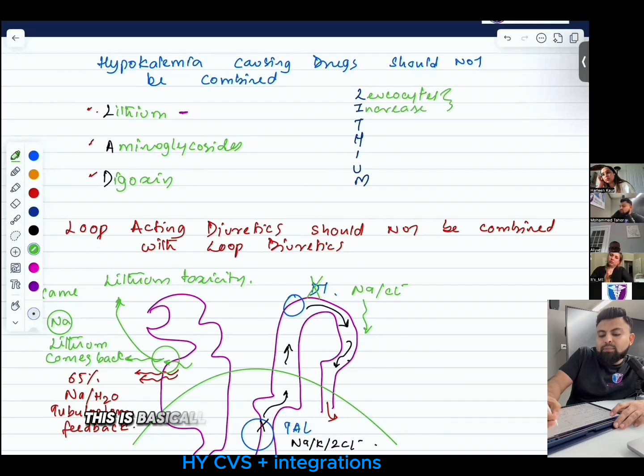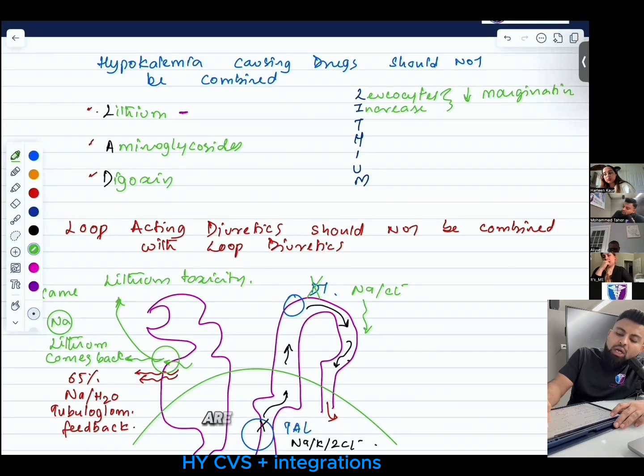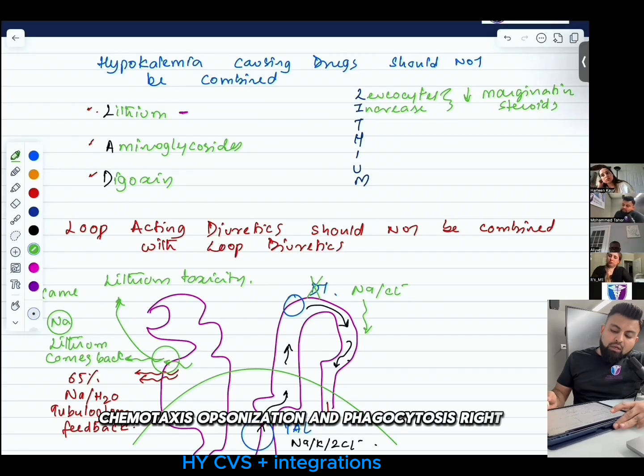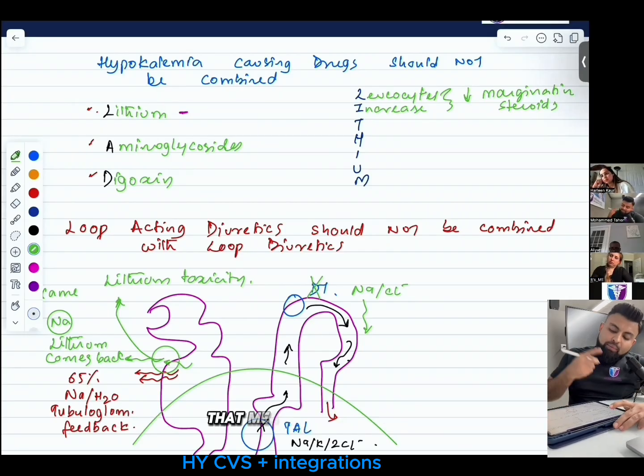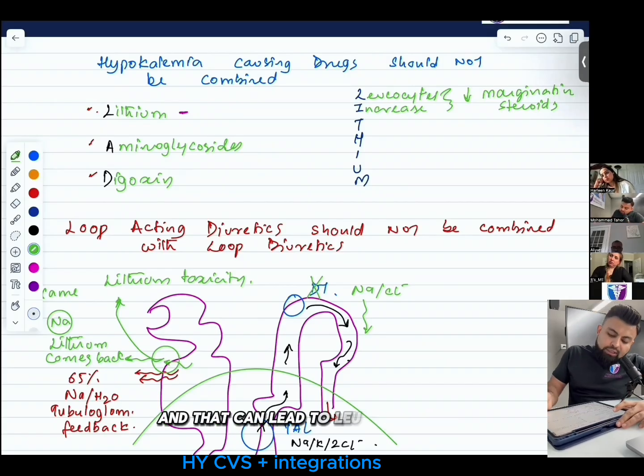So this is basically because lithium reduces margination. The drugs that are reducing margination are lithium and steroids. You remember about the margination, rolling adhesion, transmigration, chemotaxis, opsonization, and phagocytosis, right? So when you reduce the margination, that means leukocytes remain in the vascular compartment, and that can lead to leukocytosis.